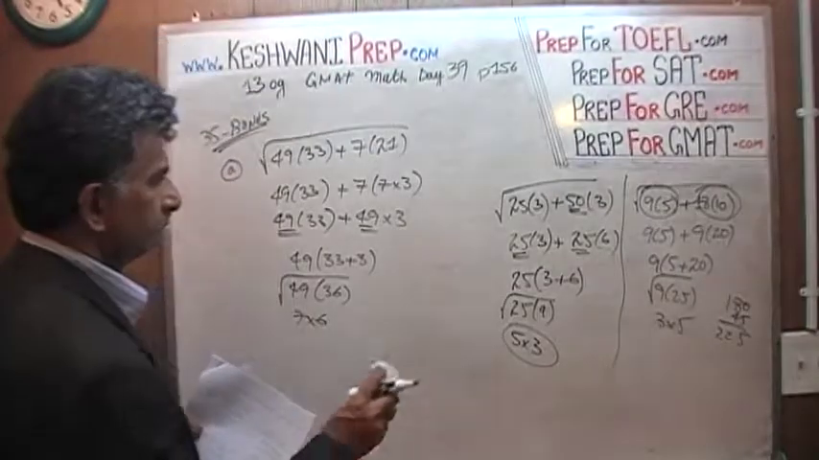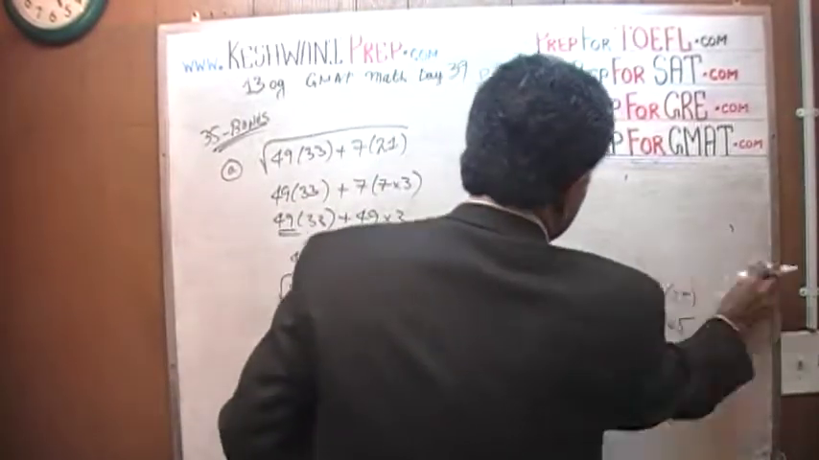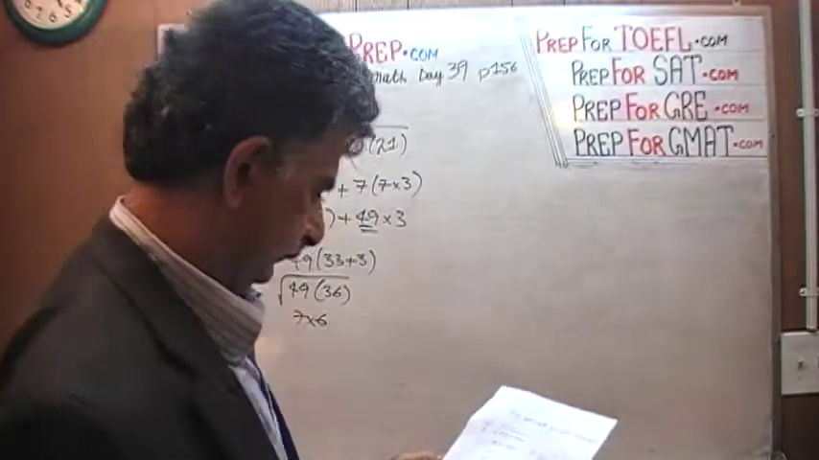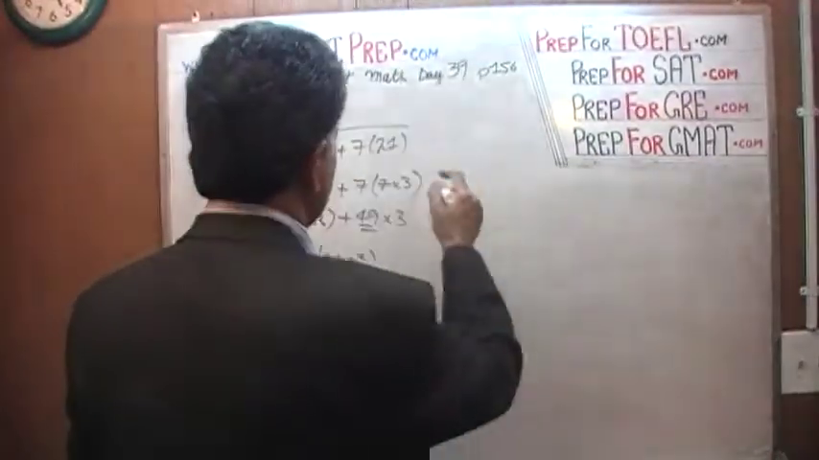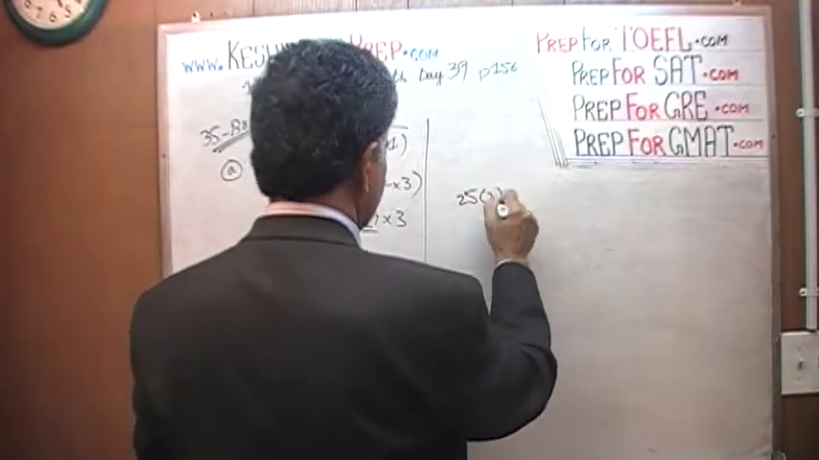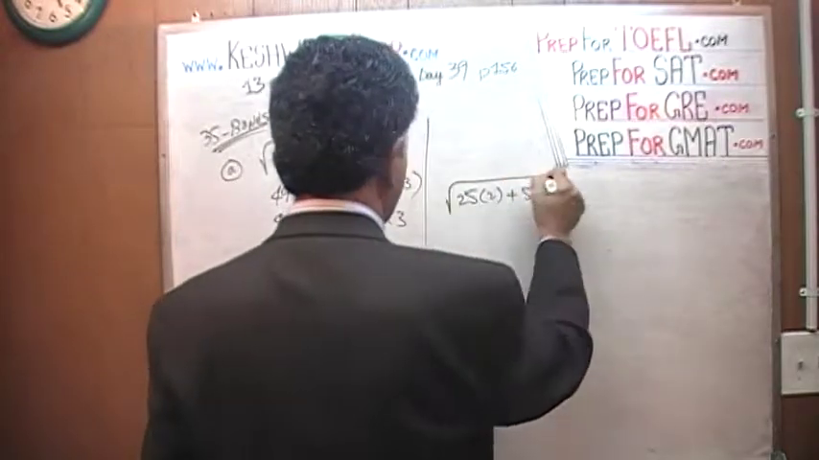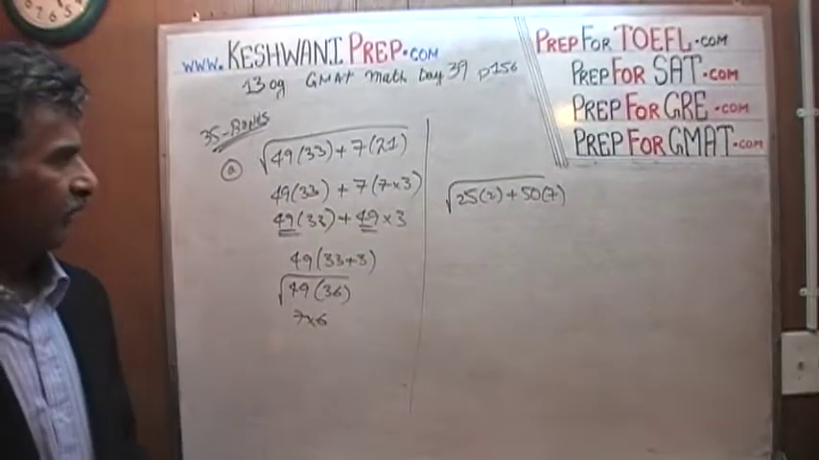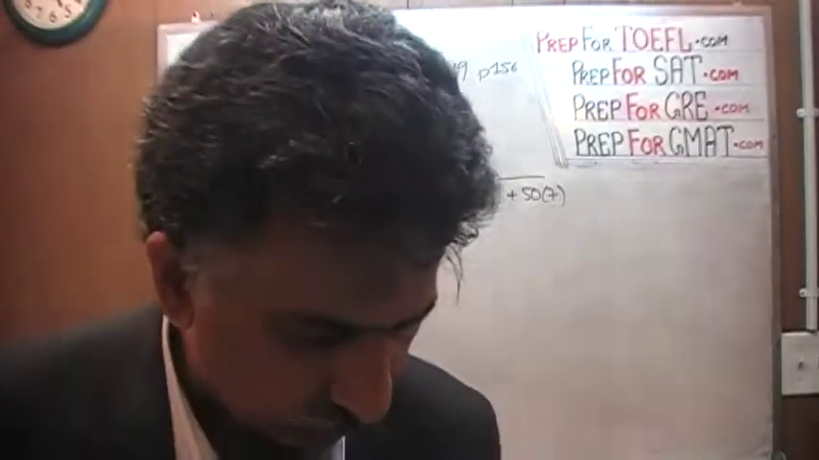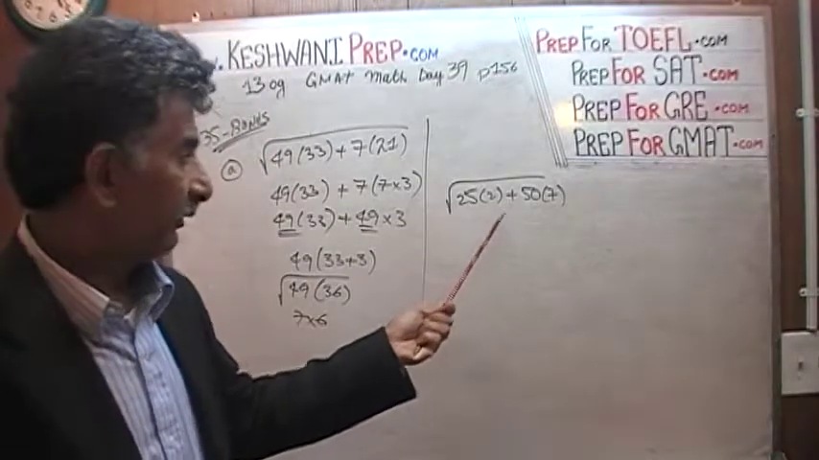Let's do the next one right here. The square root of 25 times 2 plus 50 times 7. Now this is actually a more straightforward question because it's too simple. We can even do it with brute force. It doesn't take too long to figure out. Because this is not a real GMAT question, I just made it up. That's why it's so simple here.